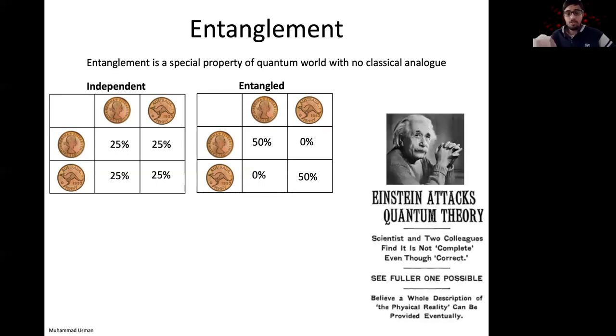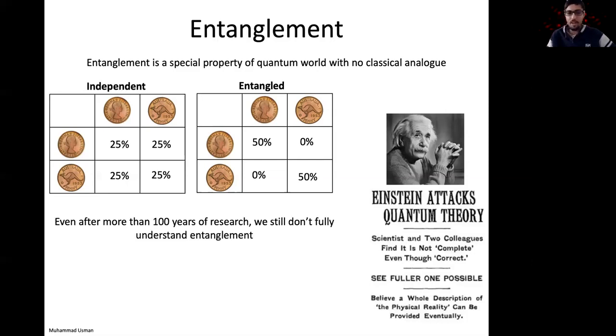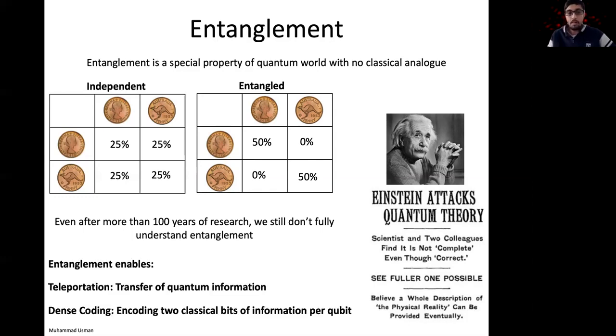And this was really hard to understand. I mean, it is still very hard to understand, even after 100 years of research. How is this happening? This is just a property of quantum mechanical systems. Even Einstein had a hard time understanding it, and he called it spooky action at a distance. However, by using entanglement in experiments, you can do teleportation. You can transfer information from one place to another without physically moving the information.